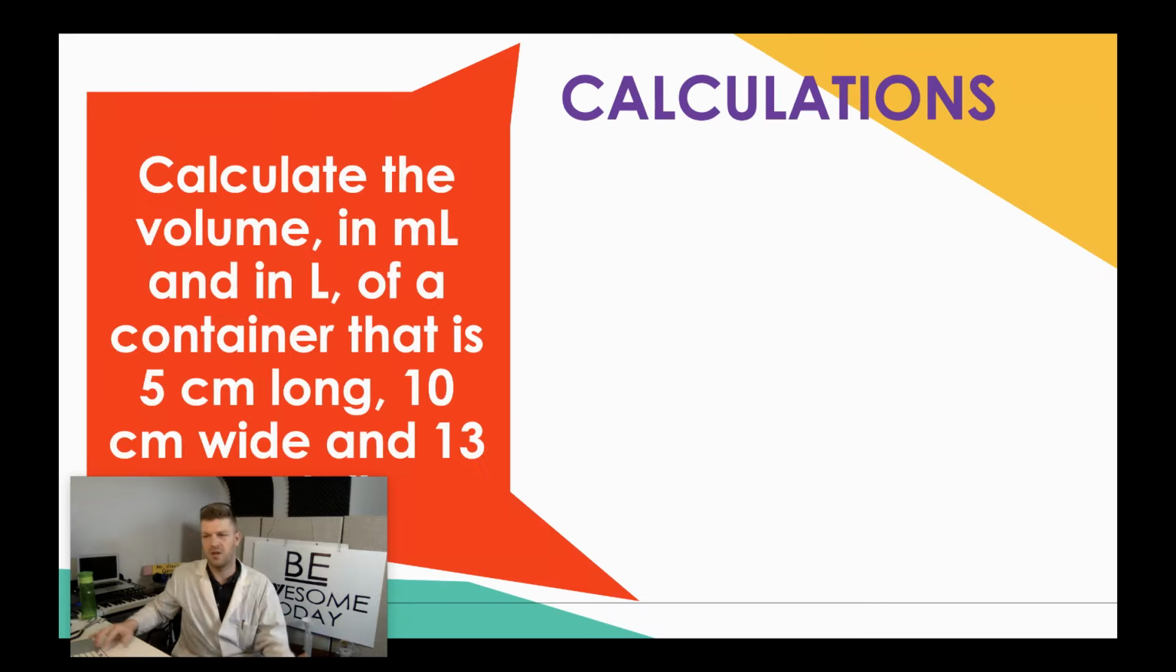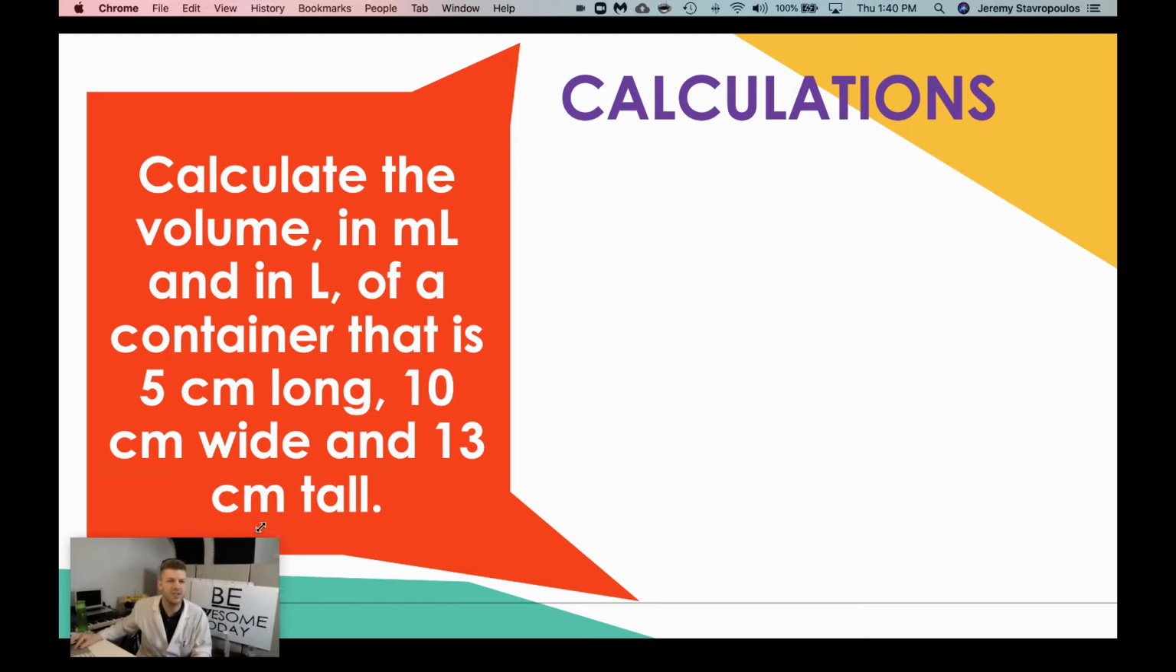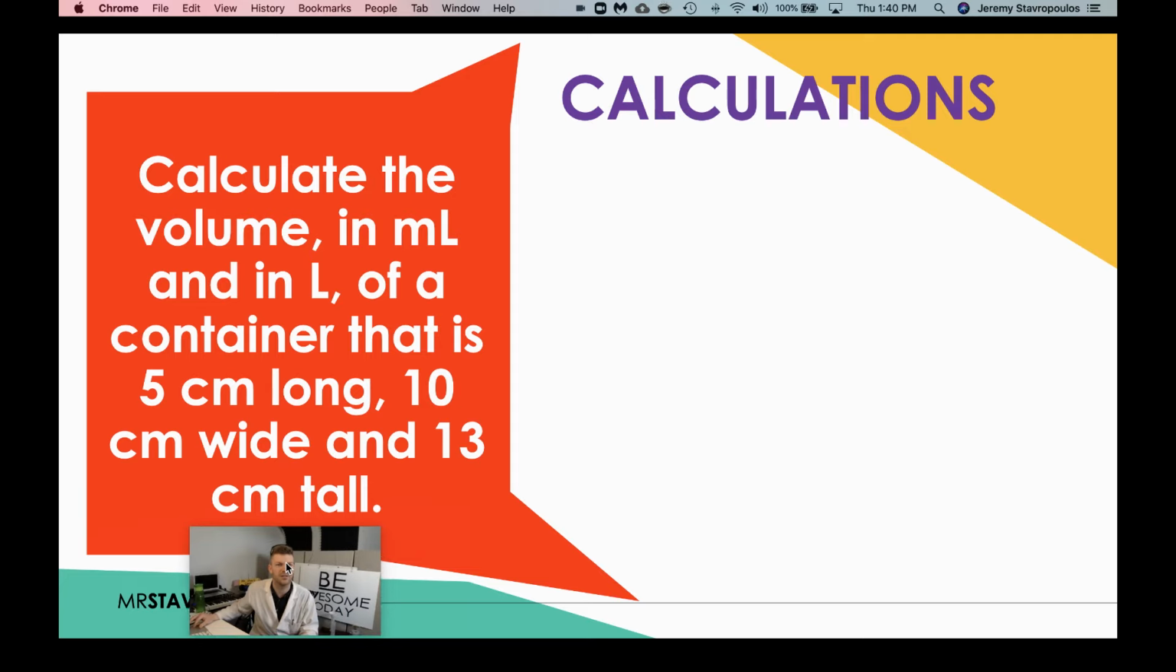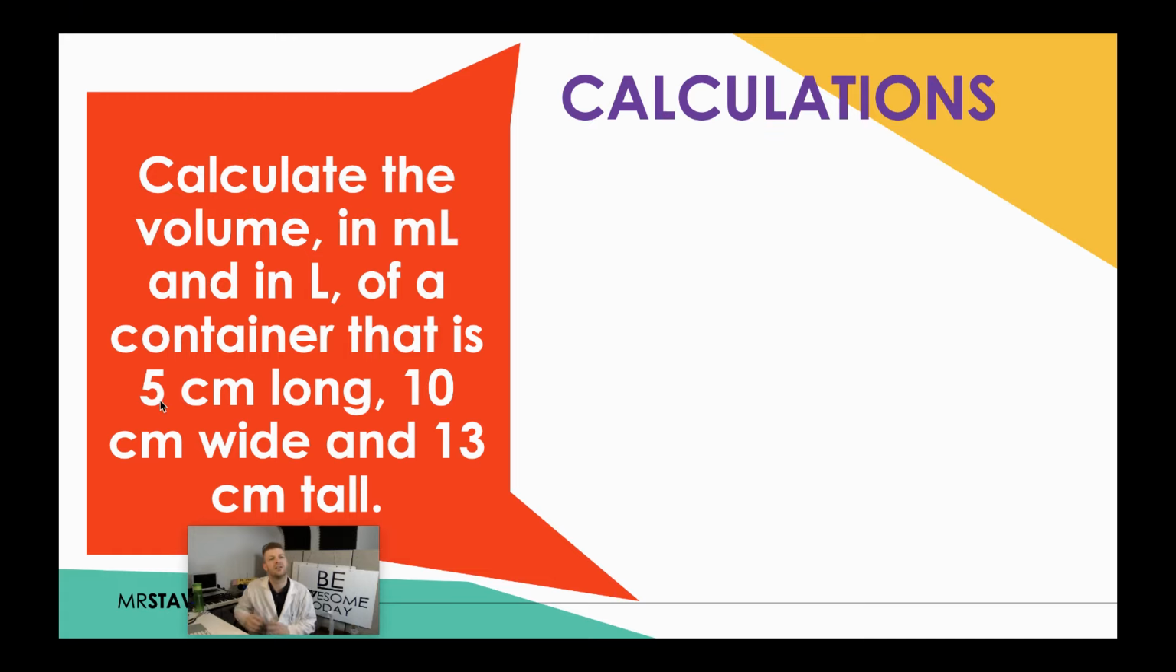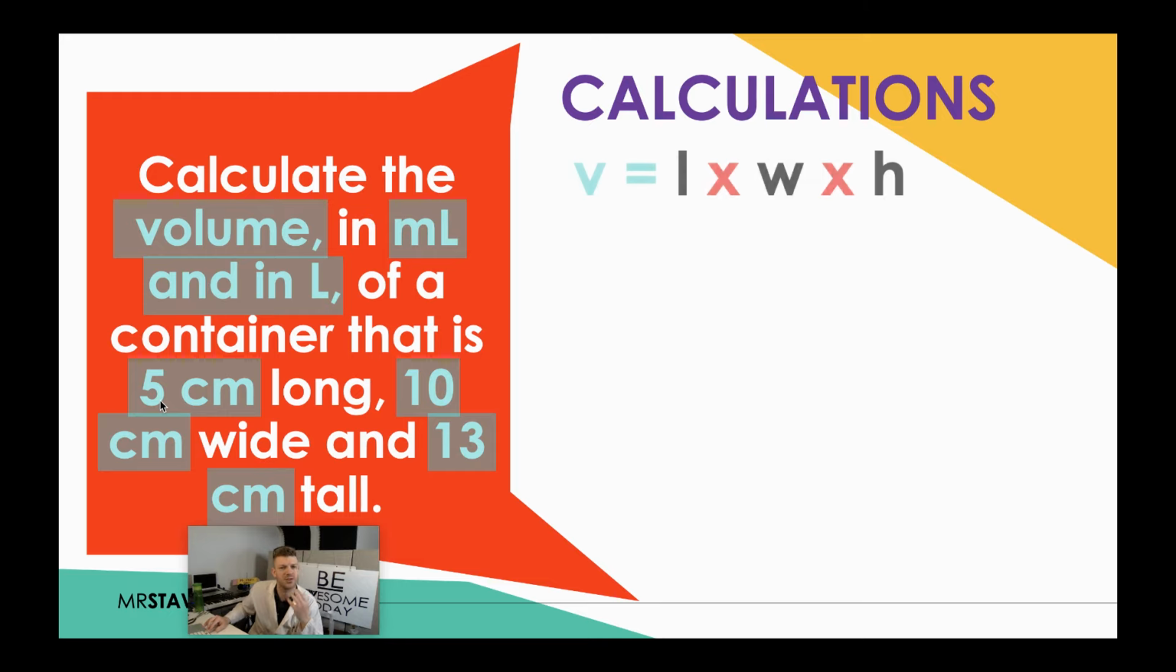This is like a typical math question that you've done for years. So let's do it together. Calculate the volume in milliliters and in liters of a container that is 5 centimeters long, 10 centimeters wide, and 13 centimeters tall. So what is the first thing you do? Well, first let me highlight some important information. We have our dimensions and what the question is asking us.